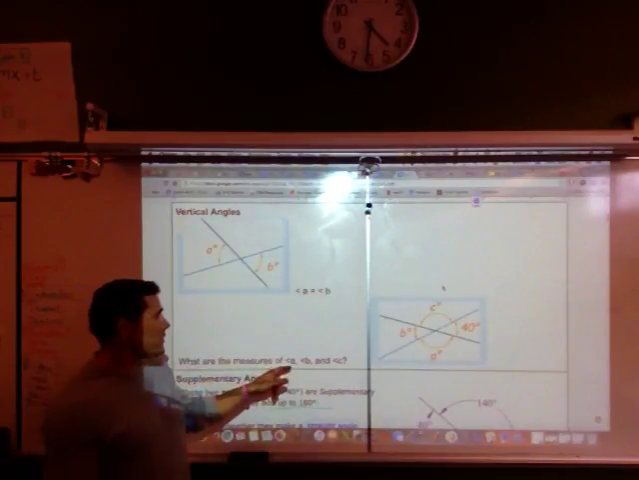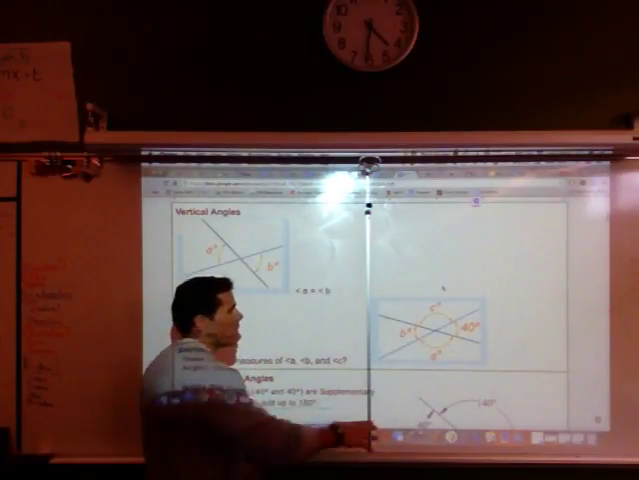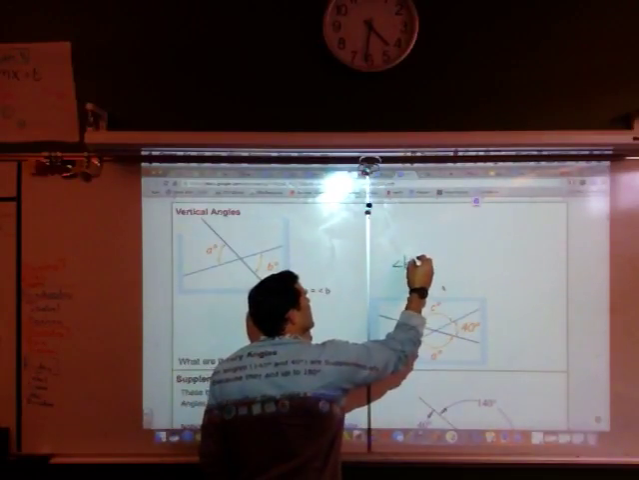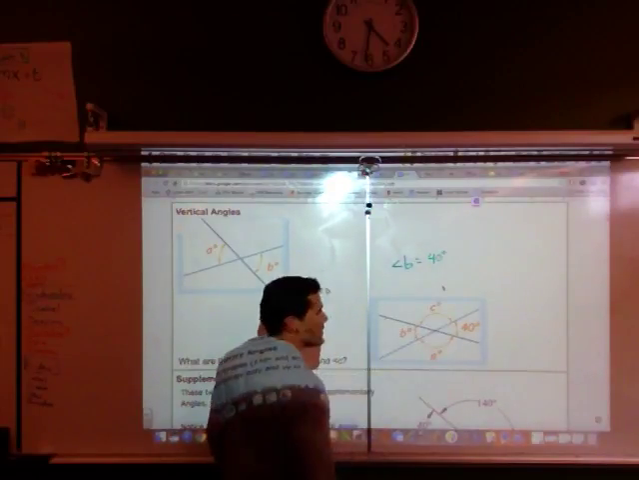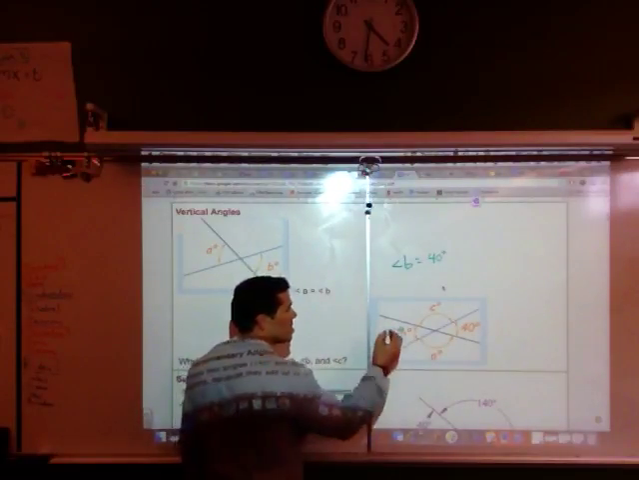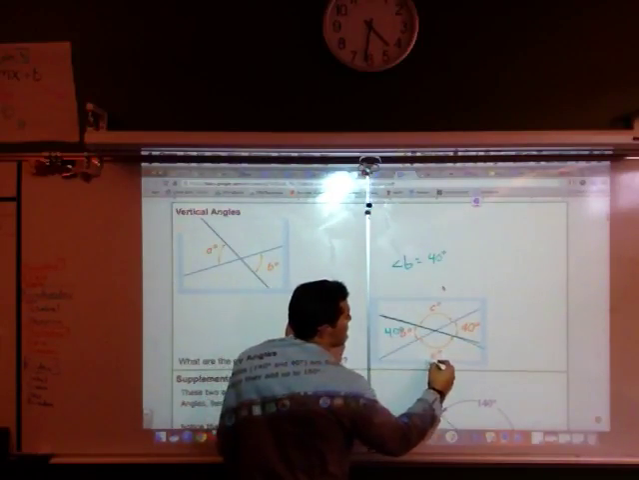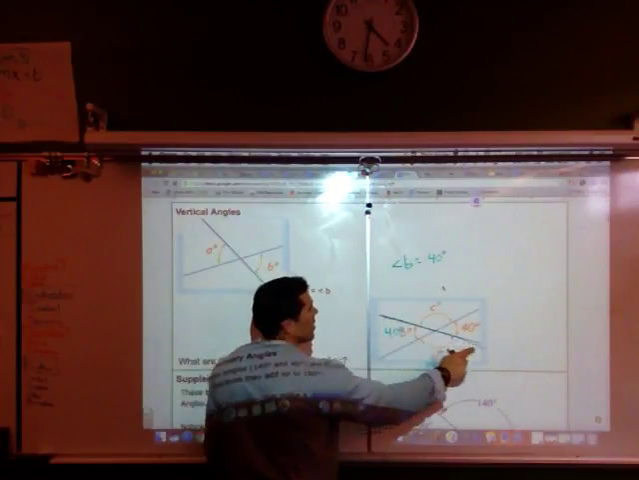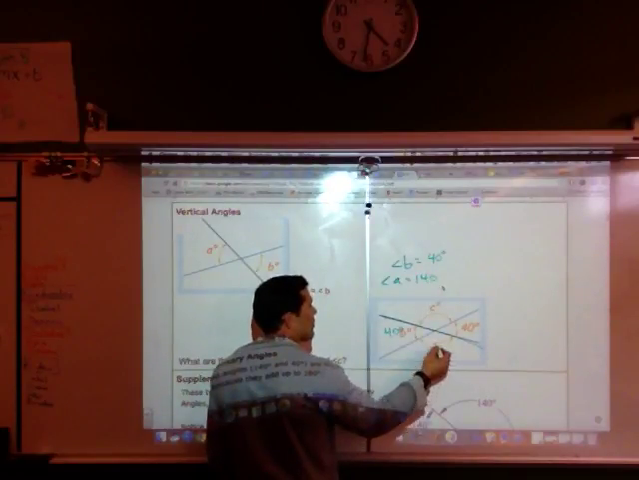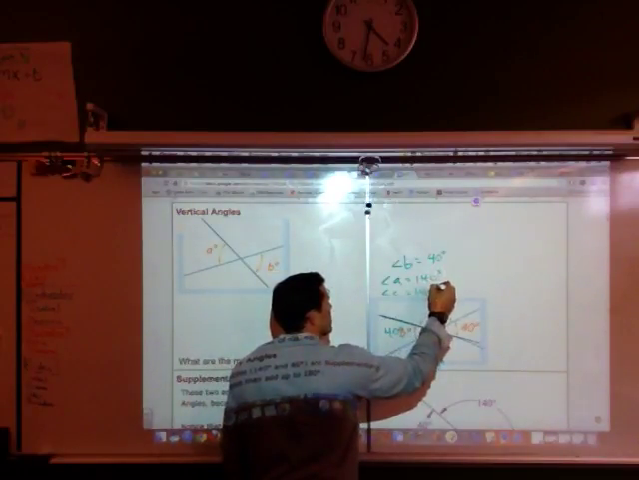Okay, so what are the measures of angle A, B, and C if given this? So if I'm given this information, I can use the fact that B is vertical to 40. So that means that angle B is equal to 40 degrees. If I know that this is 40 degrees, I should be able to figure out the rest because this is creating a straight line right here. So 40 plus what gets me a straight line? It's 140. So now we get 180. That's a straight line. So that would mean angle A is 140, which is vertical to C. So angle C is also 140 degrees.